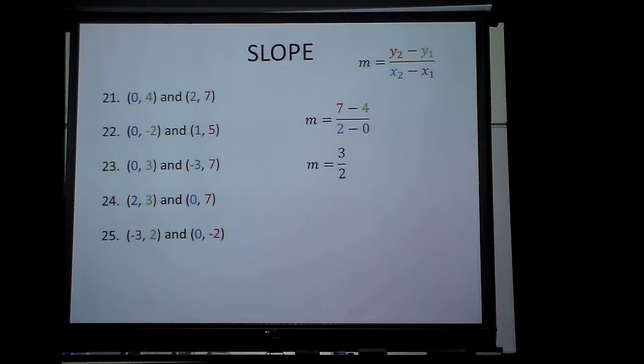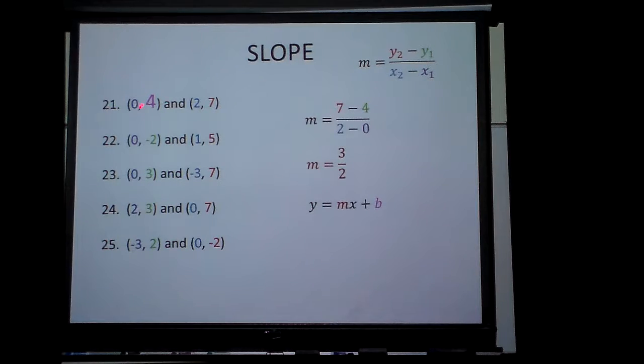Now think about it. If the slope is 3 over 2, and we want that equation y equals mx plus b, I've got the slope, but do I have the b? Well, look at all these points. Every single one of these points has a point where an x is 0. See that? That means that this is the y-intercept. That 0, 4 is the y-intercept because that's where it crosses the y-axis.